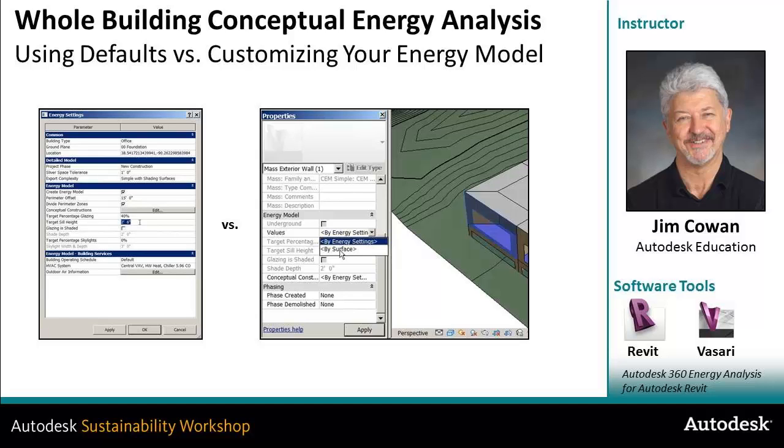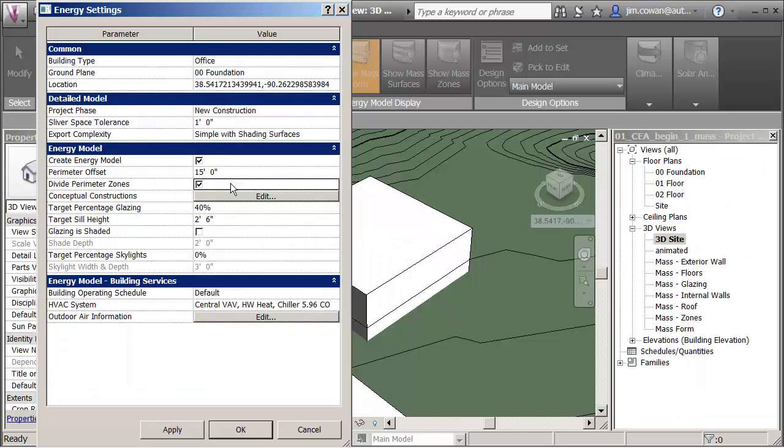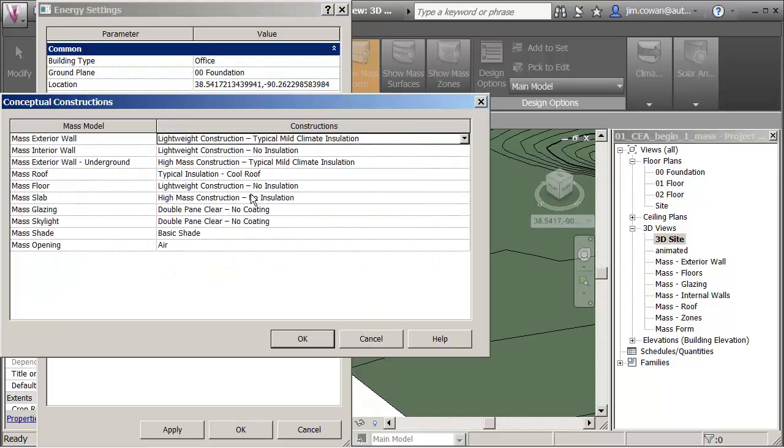There is a dialog box for energy settings. So once you're ready to analyze your building, you can assign an occupancy to the building, and you can also apply the type of construction for the floors and the walls and the roof, as well as say, is it single glazing or double glazing.